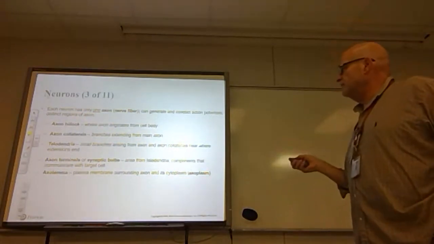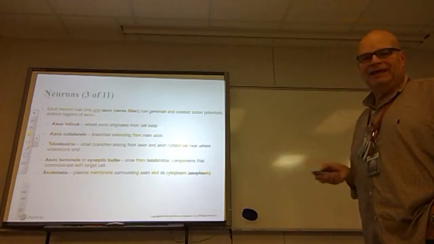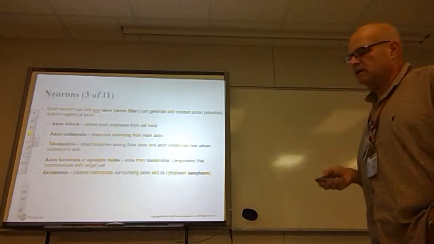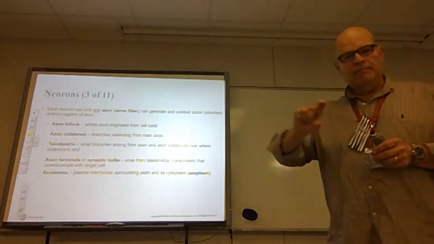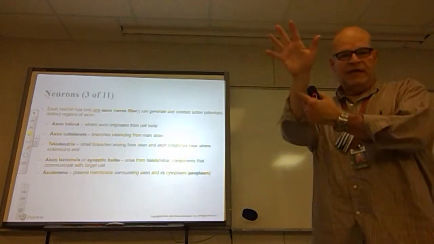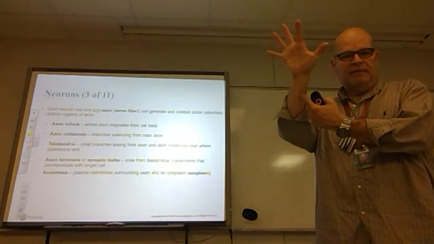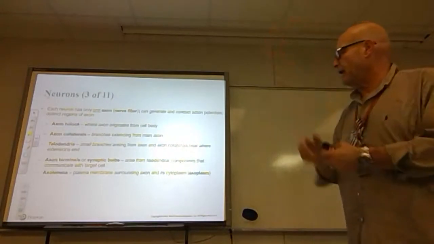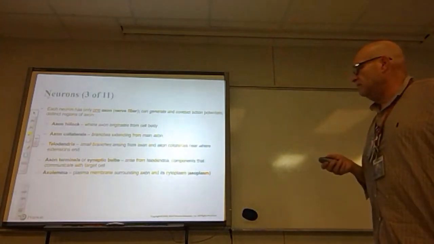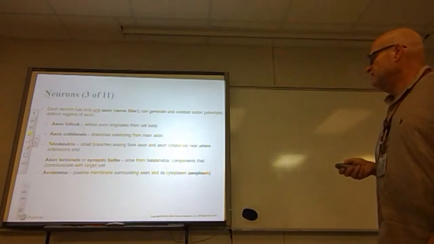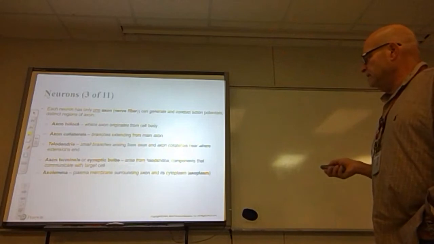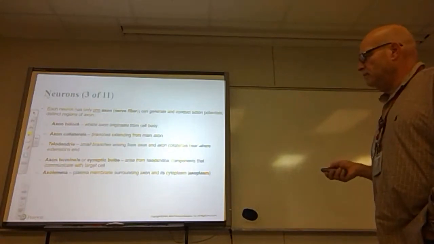The place where the axon originates from the cell body is referred to as the axon hillock. The branches extending from the main axon are called axon collaterals. So a main branch will come out, that's the axon, and then it may form branches. Here's the axon, and it may form branches like my fingers, which would be the axon collaterals. Telodendria are small branches arising from the axon and axon collaterals near the end of the extensions, and axon terminals or synaptic bulbs arise from the telodendria, the components that communicate with the target cells.